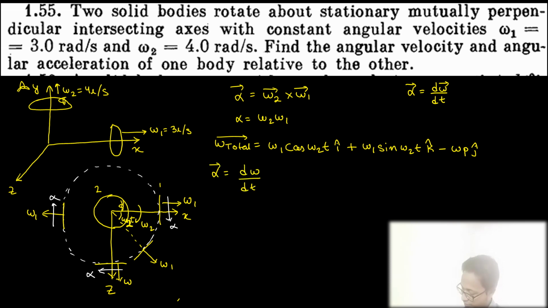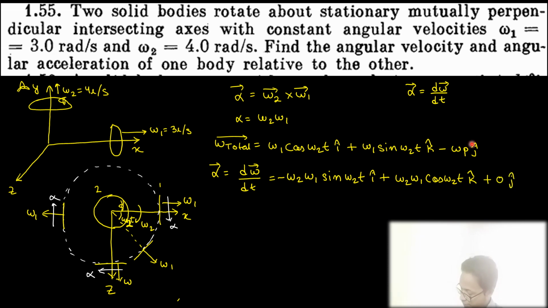Okay, when you differentiate this, what do we get? Omega 2 omega 1 minus sine omega t, plus, this omega p is constant out here. So what happens when you differentiate a constant with respect to time? It becomes 0. So plus 0 j.